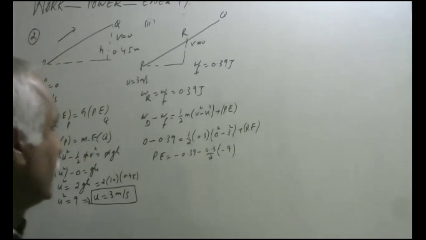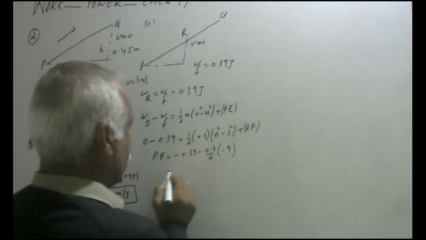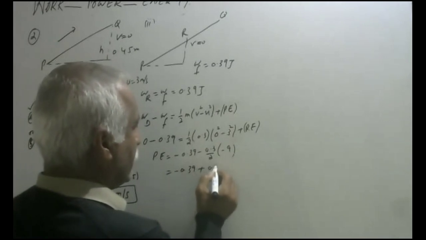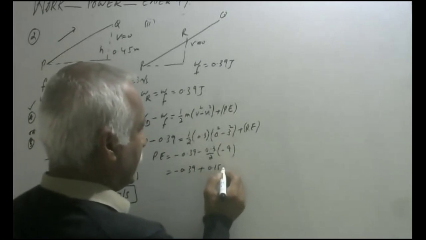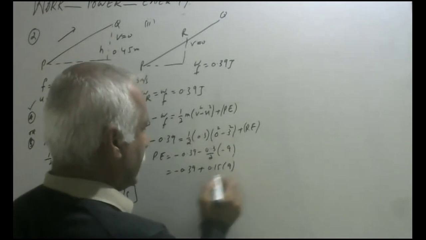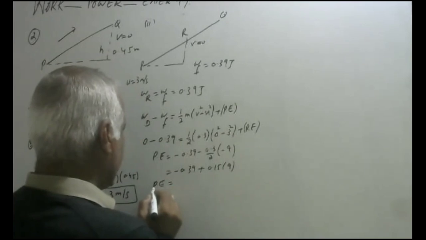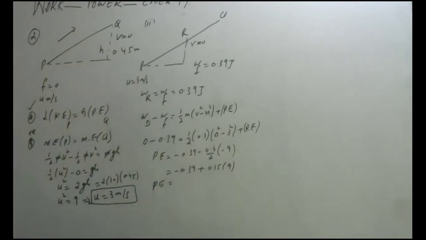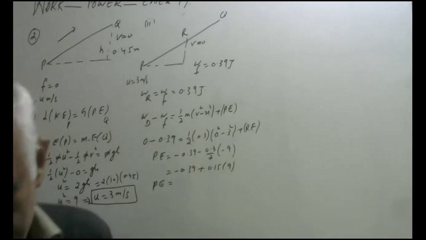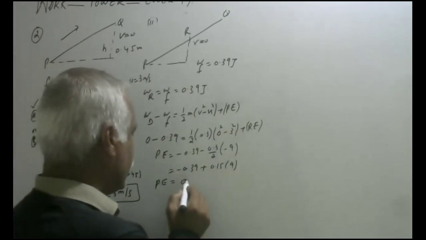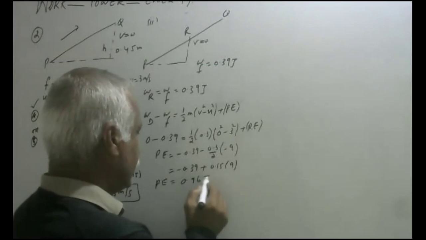So it is basically equal to minus 0.39 plus 0.15 into 9, and that is equal to the potential energy gained by this particle when it reaches the point R, which is equal to 0.96 joules.